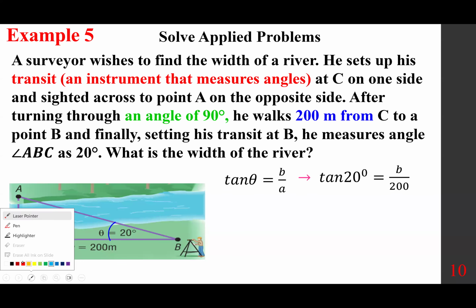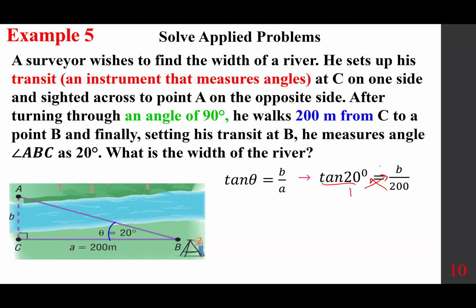And that means B is 200 tan of 20 degrees. Of course, you have to put that into a calculator for tan of 20 and times 200. You get the answer. B, or AC, or the distance across, is 72.79, and same units that was used here, meters.